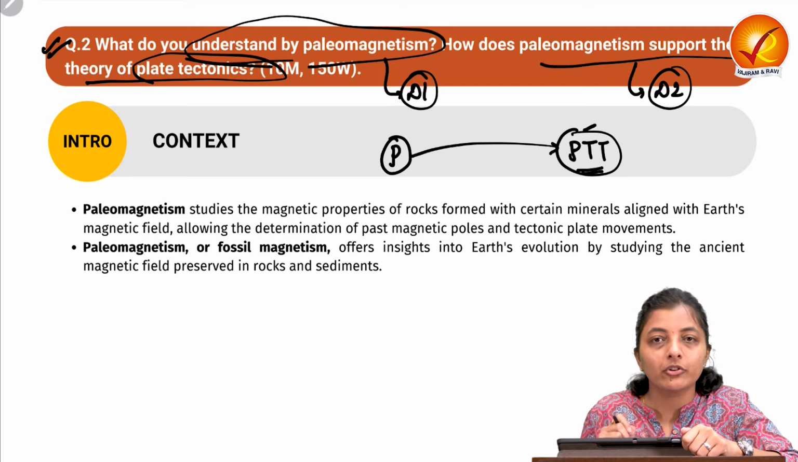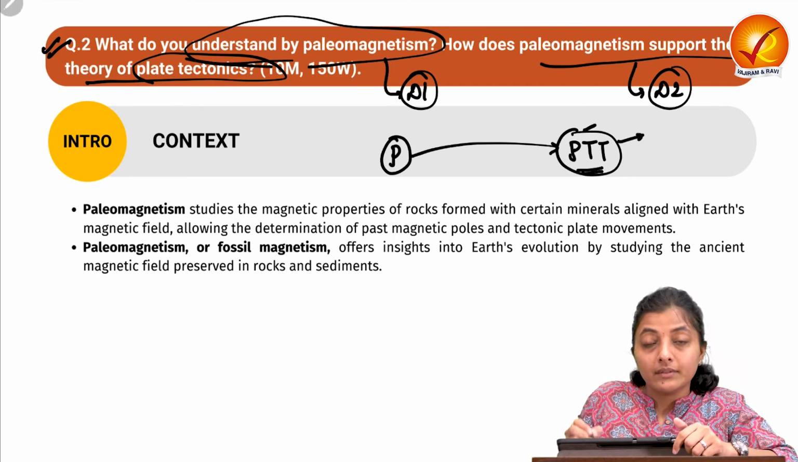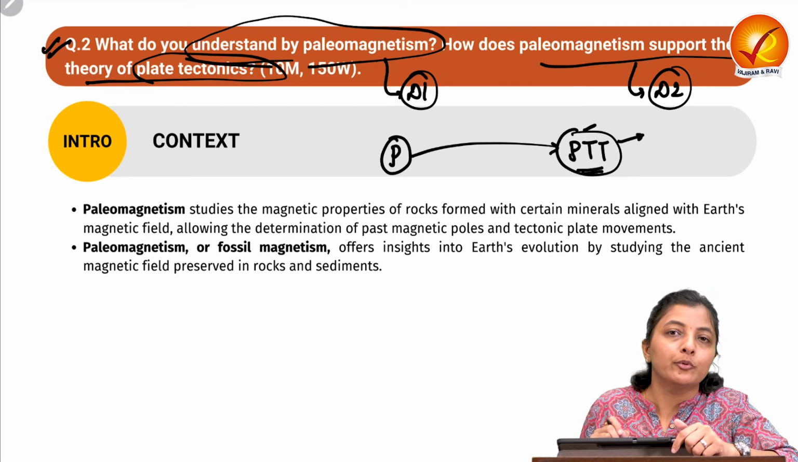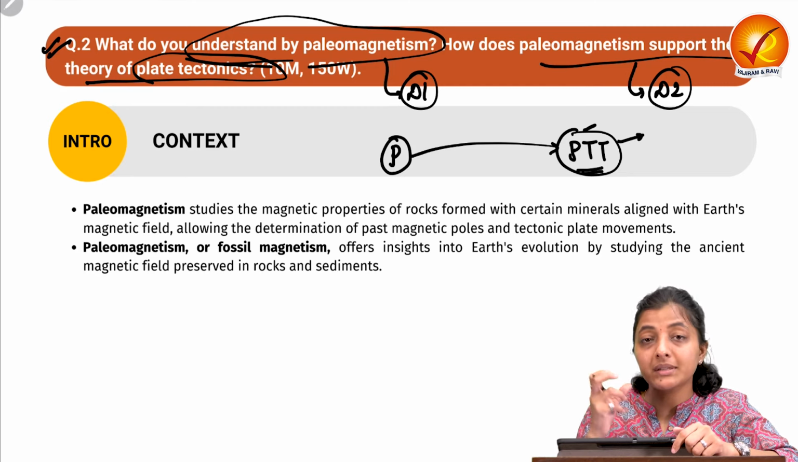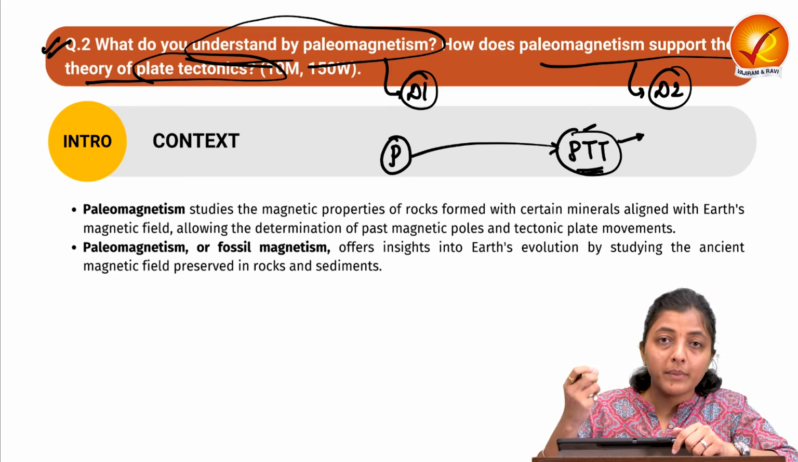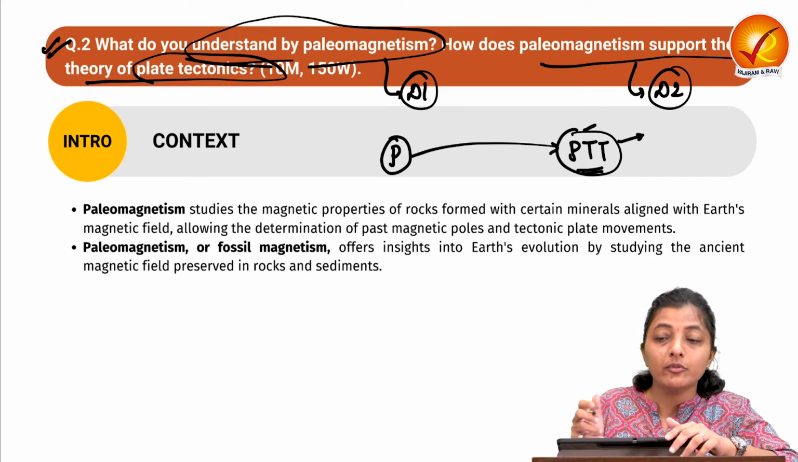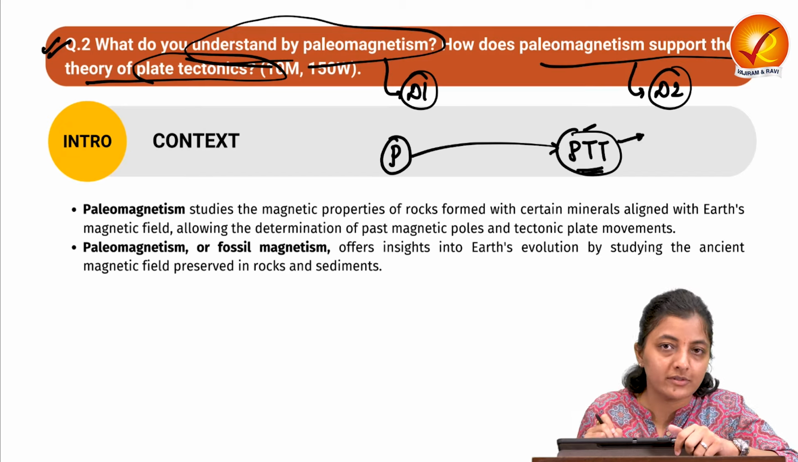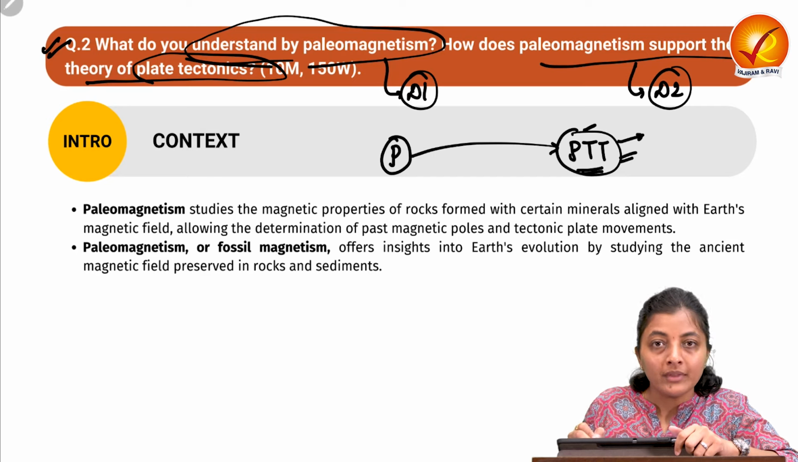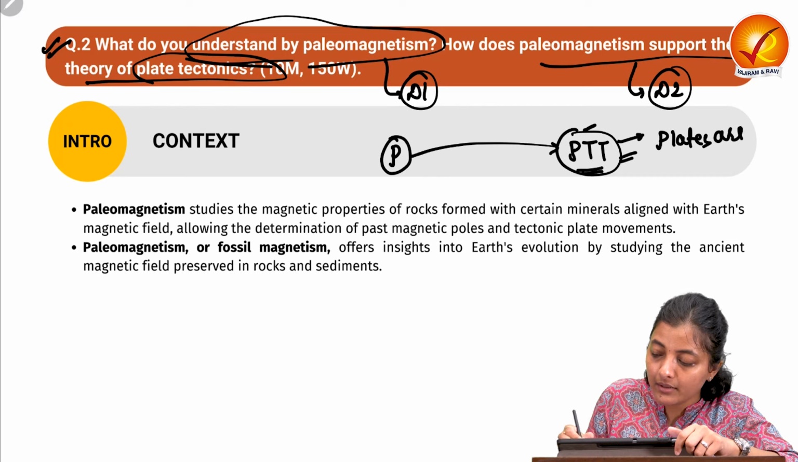Now, what is plate tectonic theory? In a very simple, consolidated form, the plates are constantly moving. There are multiple slabs or plates, many micro, macro and large plates. They are constantly moving on some molten surface, that is the asthenosphere. This is the plate tectonic theory. How can we conclude that plates are moving?